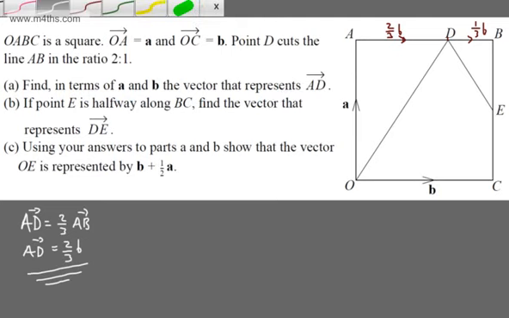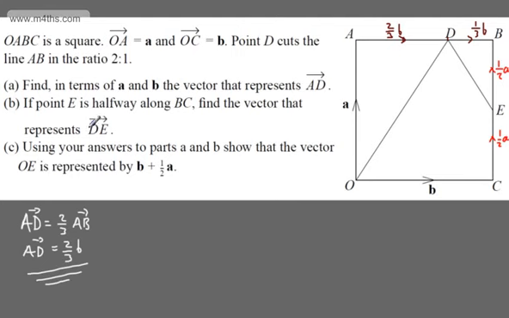Okay, so if now point E is halfway along BC, let's first do that bit. So it's halfway along. Now we know that the vector OA is A, therefore the vector CB is A. If E cuts this in half, I can put with the correct direction, this is 1/2 A, and this is 1/2 A. So that's what I've got on there.